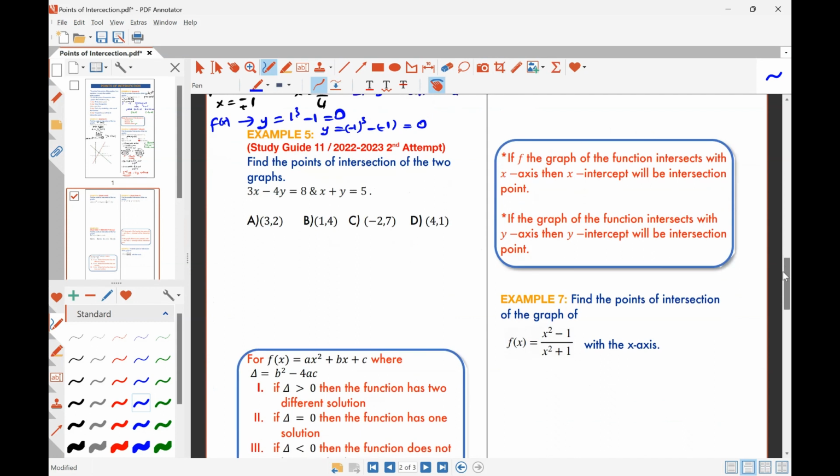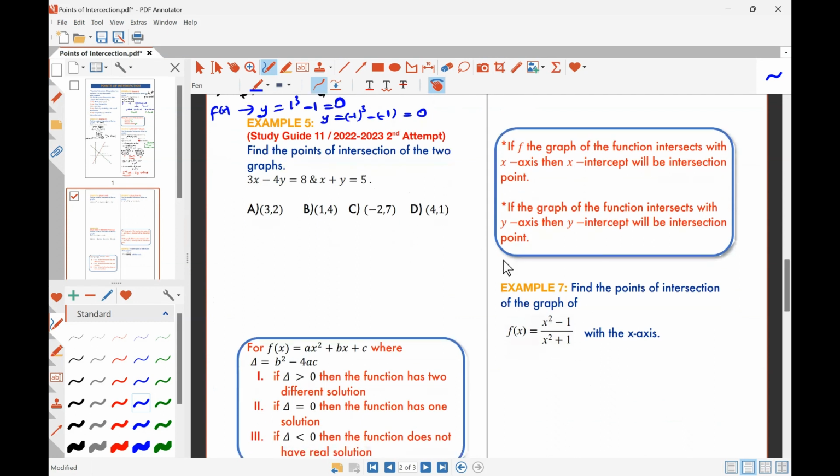Another example, a 2023 second attempt ministry exam question. Oh, and it's in the book, study guide 11. So what happens if you don't have two different functions like f of x, g of x? There are two different equations, x and y, written together. So in this case, we will try to write this as two different functions. So what does f of x mean? f of x or g of x means y. So I will isolate y to find the function for each.